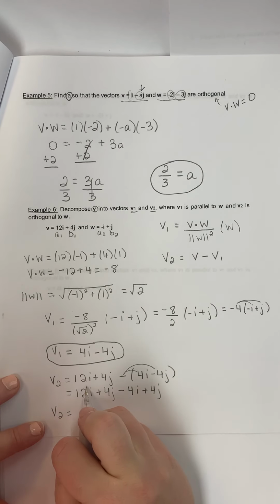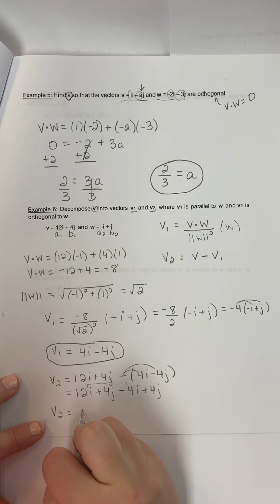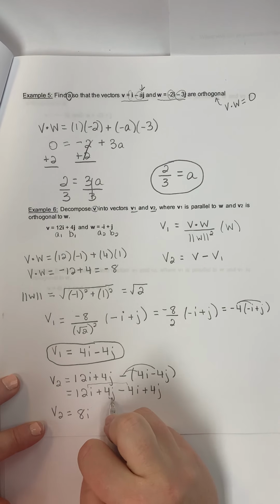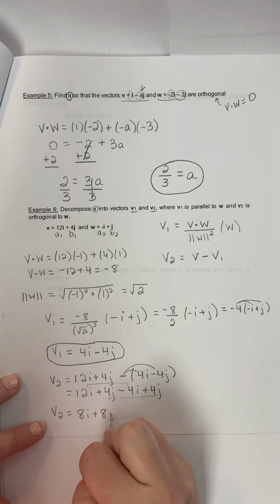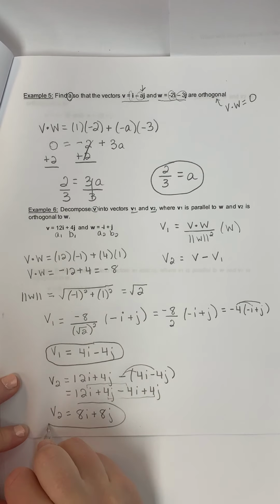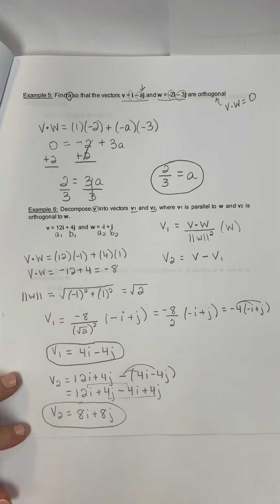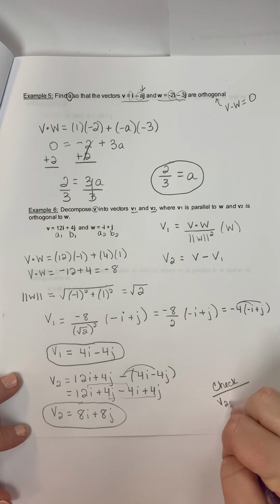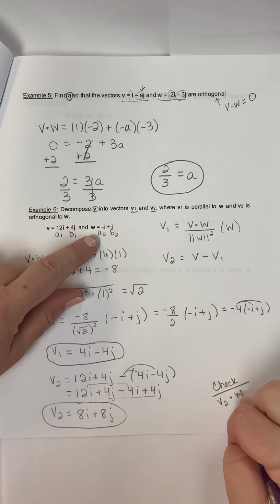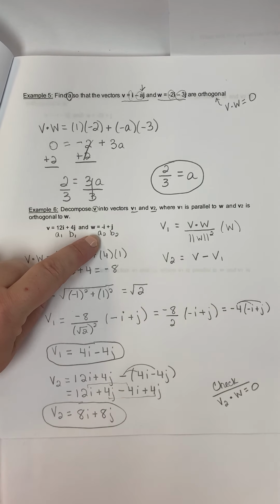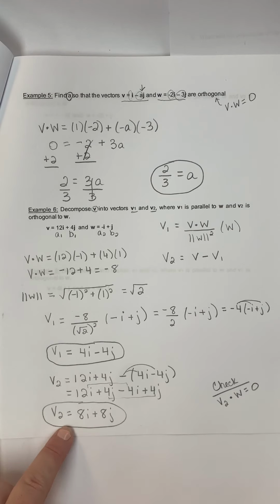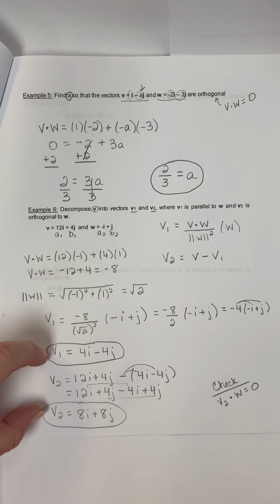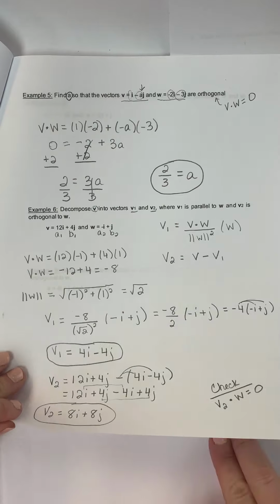Now we're just going to combine like terms. 12i minus 4i is 8i. 4j plus 4j is 8j. And there's vector 2. Then if you wanted to check, if you take vector 2 and do a dot product of it with w, you're going to find that that dot product is 0. So this is orthogonal to w, just like we wanted. But these are your 2 answers. And they came out really nice. Probably too nice, right? Because you know what's coming next.